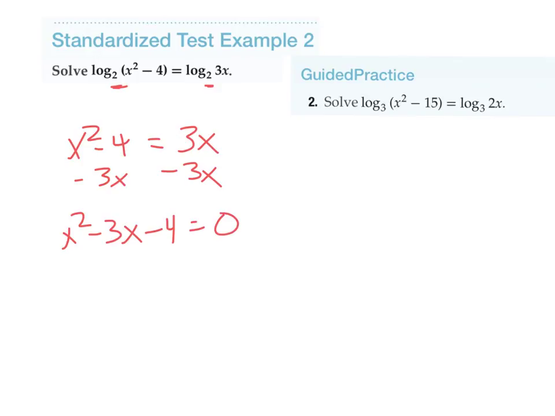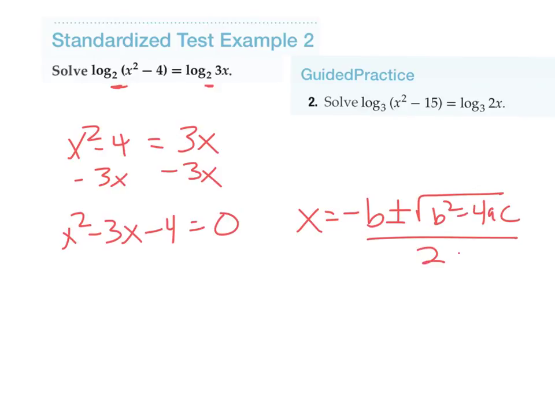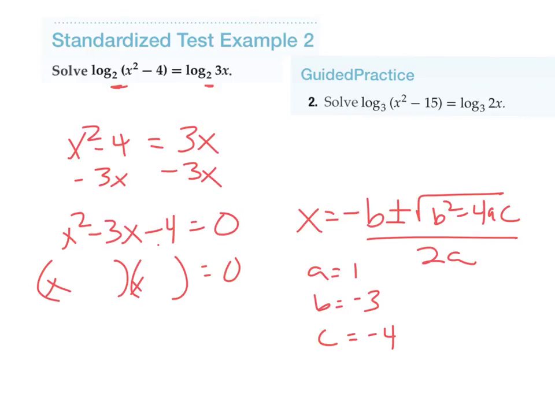And we can solve this in one of two ways. One way is the quadratic formula, which is x equals negative b plus or minus the square root of b squared minus 4 times a times c, all over 2 times a. There's your a equals 1, your b equals negative 3, your c equals negative 4, and plug into the formula. The other way is factoring. So I'm going to factor this. Factoring is asking what two numbers multiply to give me negative 4 and add up to negative 3, which would be negative 4 and positive 1.